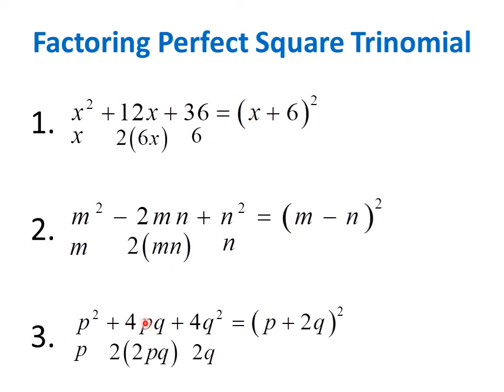Therefore, this is a perfect square trinomial. To factor, let's use the square roots of the first and third terms. So we have p and 2q. Since the second term is positive, we have here plus, and we raise the binomial to the exponent 2.